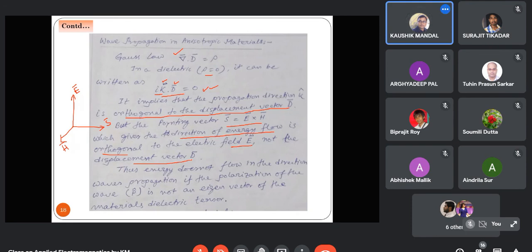That means the energy will not flow in the direction of wave propagation until and unless the polarization of the wave is an eigenvector of the material's dielectric tensor. Okay, that is the main point. So energy flow will not be in the direction of propagation of the electromagnetic wave until and unless the polarization of the wave is an eigenvector of the material dielectric tensor.